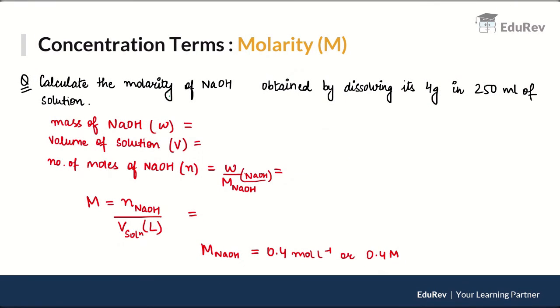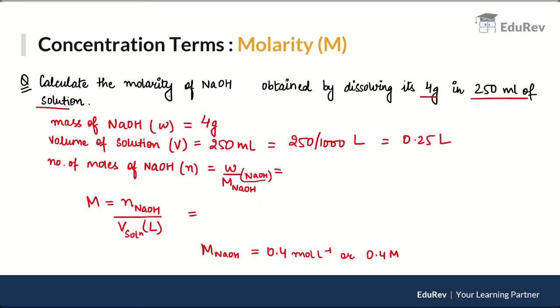It says calculate the molarity of NaOH obtained by dissolving 4 gram in 250 ml of solution, okay. So what mass of NaOH is given to us? W is 4 grams, okay. What is the volume of solution given? 250 ml is given, okay. So convert it into liters, so what will it become? 250 divided by 1000 liter, right? So which is equal to 0.25 liter. You have to take care of the units. The volume of solution is to be reported in liters.